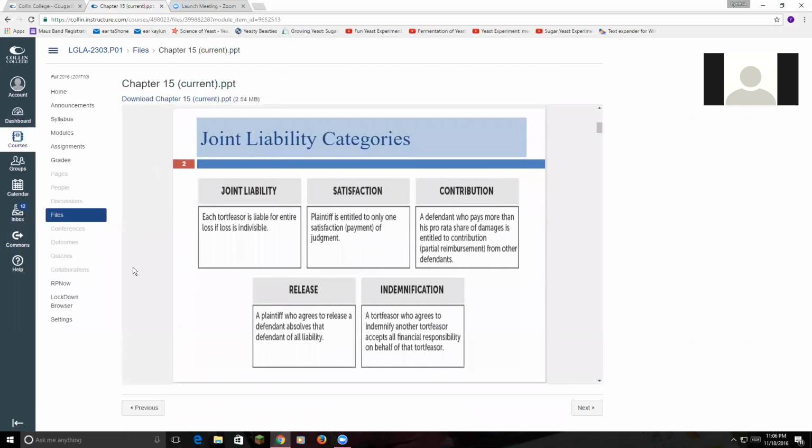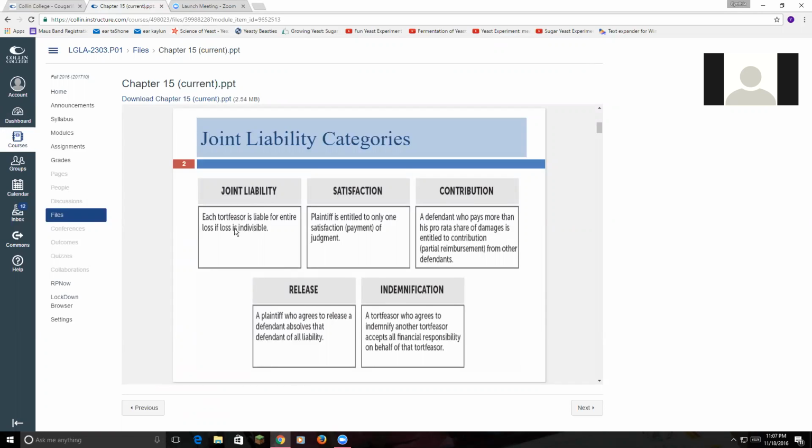We're going to talk in this lecture about all five of these categories: joint and several liability, the first topic; satisfaction; contribution; release; and indemnification. And we'll see at the end, indemnification kind of loops back around to contribution in certain ways. So let's talk about this first item briefly, and then we'll talk more extensively about it when we get to that particular slide.